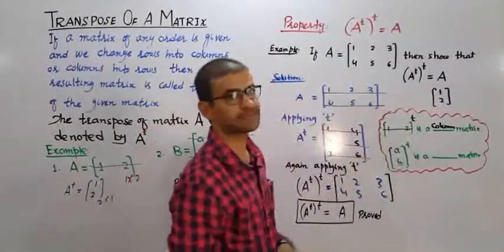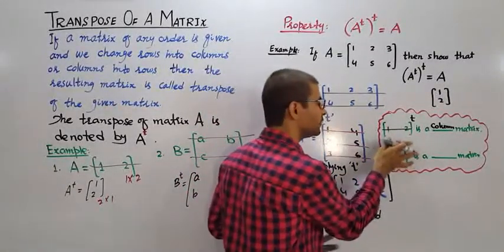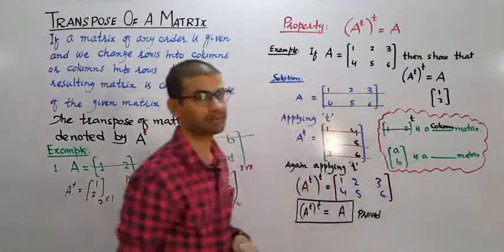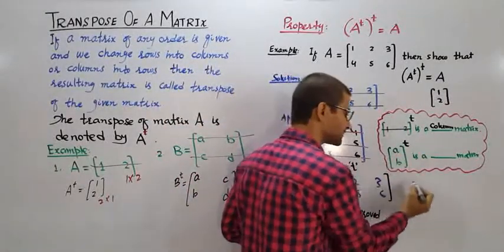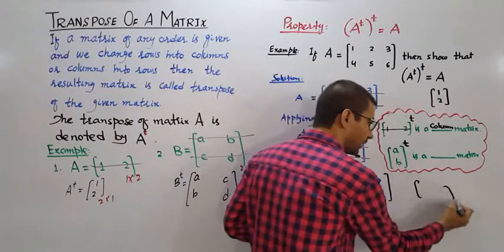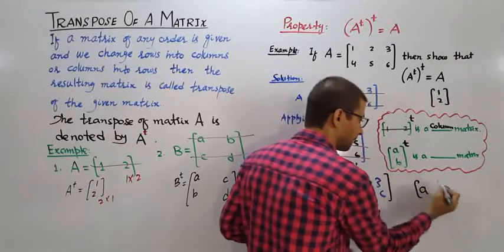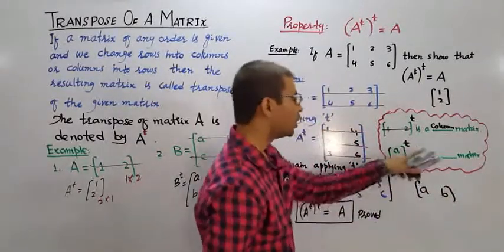A B to the transpose. Without transpose, if you notice, this is a column matrix. But when you take transpose, A B to the transpose, the column will become a row. This is a row matrix.